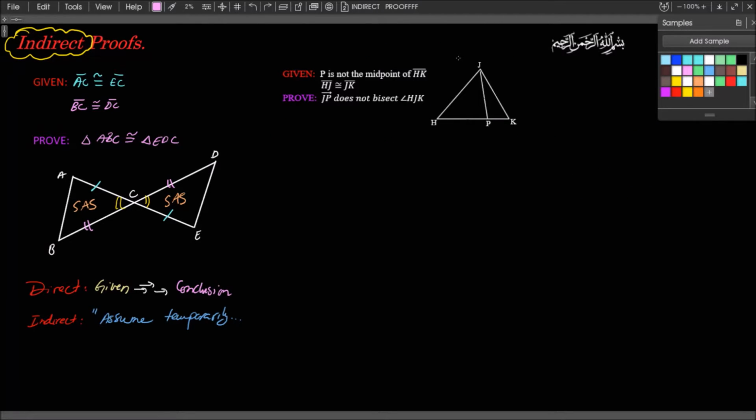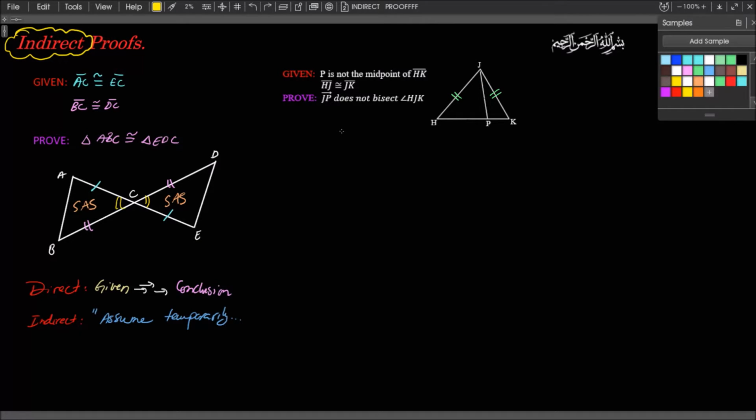Okay, I'd like to finish off with this example. Given: P is not the midpoint of HK. So here's H and here's K, and we're told that P here is not the midpoint of it. I don't quite know how to use that information, but I'm going to keep it in the back of my mind. Now we are told that HJ is congruent to JK, like this. Then we are asked to prove that JP does not bisect angle HJK. JP, this segment over here, does not bisect this angle right there.